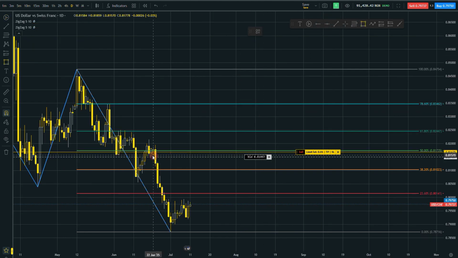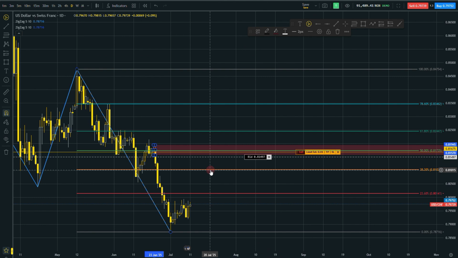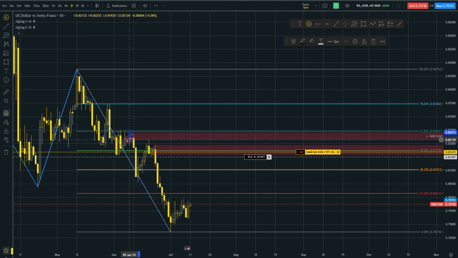And over here, we can see that the only supply zone we have is this, which is literally sitting at the 50%. And I'm looking at this like a very scary zone. There are other zones here, but they have been utilized. For example, take a look at this one, which was clearly utilized right here, utilized on 19th.